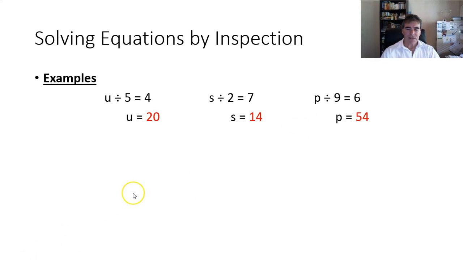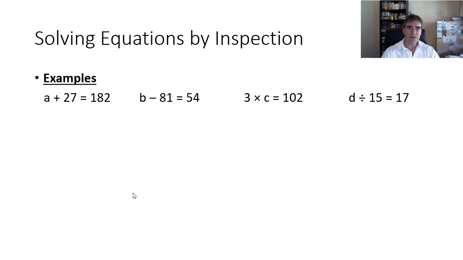So you may have realized some shortcuts as we were working through those examples, and we'll talk about more of those in another video. But if you can see the shortcuts, then when you get to questions like these, it ends up being fairly simple to work out. So some number plus 27 equals 182. Not so easy to see straight away, but if you know the shortcuts, you can find out your A value.